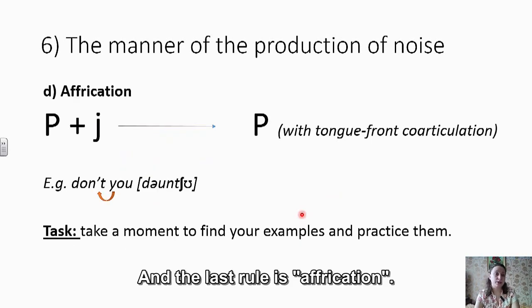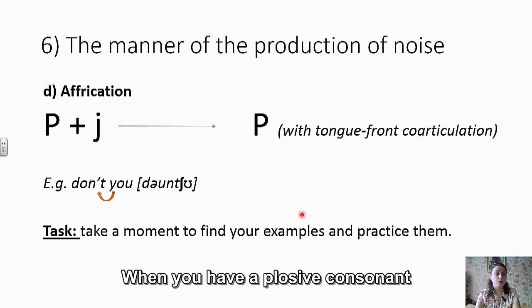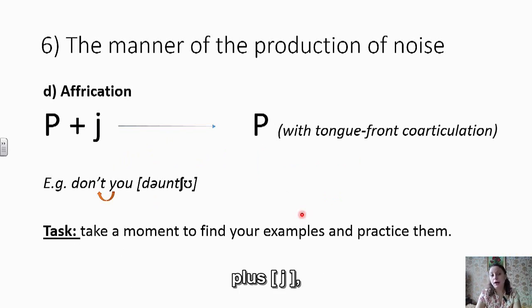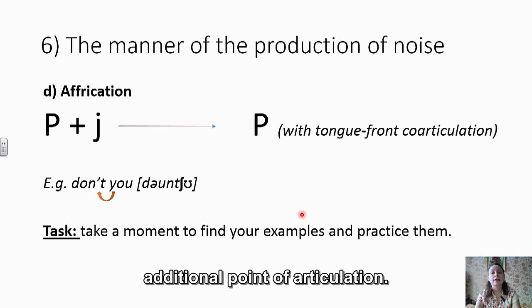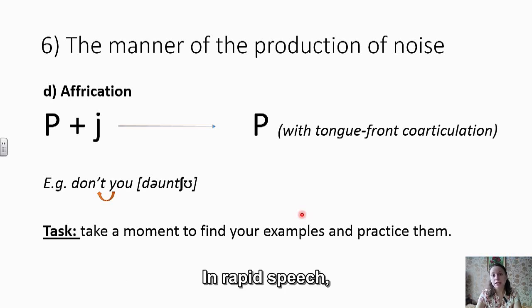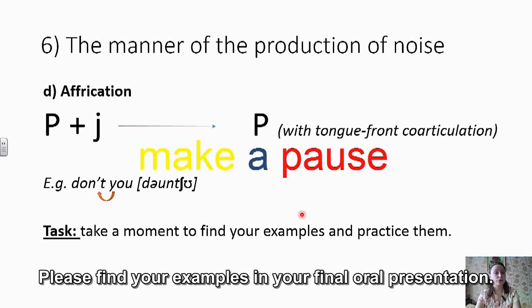And the last rule is affrication. When you have a plosive consonant plus the sound y, the plosive consonant gets tongue front co-articulation. It means an additional point of articulation. In rapid speech, we hear that quite often: don't you, would you, etc. Okay, that's easy to find. Please find your example in your final oral presentation.